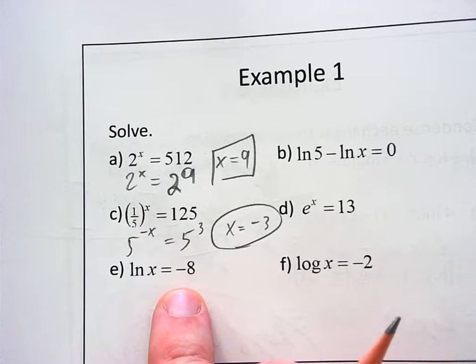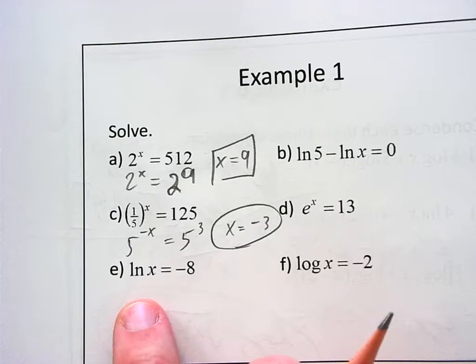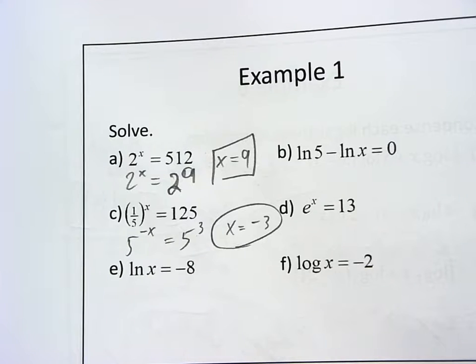ln of x equals negative 8. For this one, this is currently in the logarithmic form. So the x is essentially trapped inside with the log. Well, you can't divide by a log. It doesn't make any sense. So what you have to do is change its form from logarithmic to exponential. Okay, so what's your base in this case?